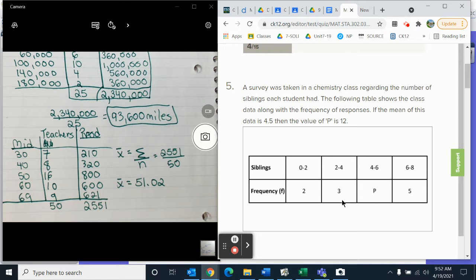Now, a survey was taken in chemistry class regarding the number of siblings. The table shows the data. If the mean of this data is 4.5, then we need to find the value of P.